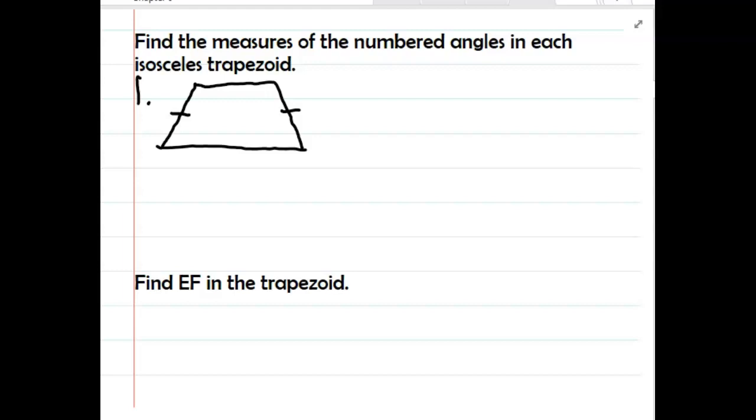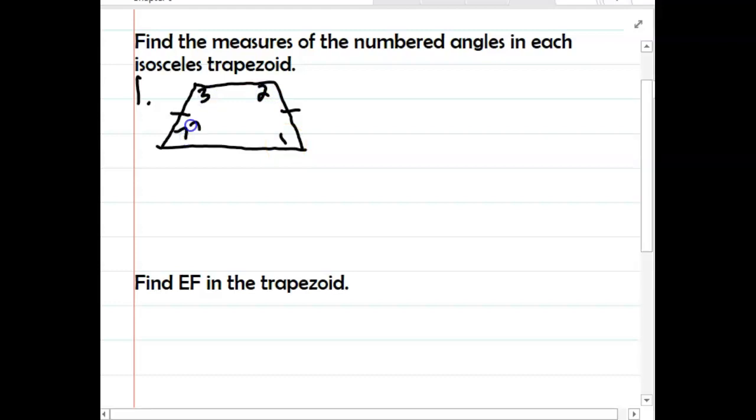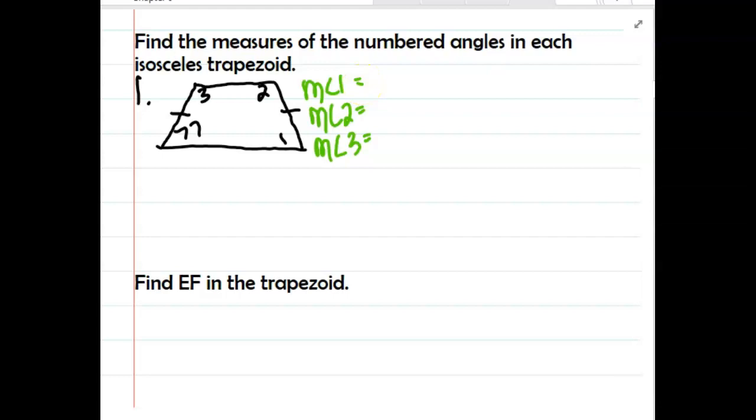Okay. So for this one, angle 1 is going to be the bottom right, angle 2 will be the top right, angle 3 will be the top left, and then the last angle is going to be 77. So I want to find the measure of all of these numbered angles, so I'm going to try to find the measure of angle 1, angle 2, and angle 3. Now, which of these angles is going to be the easiest to find?